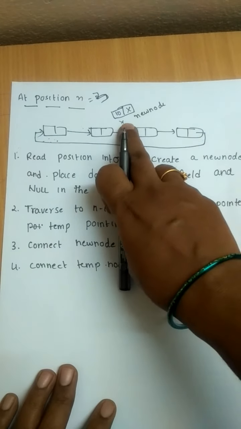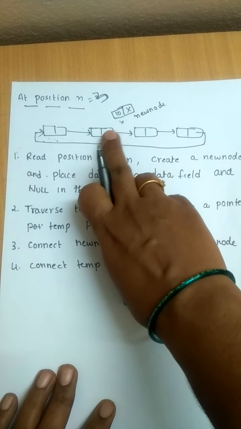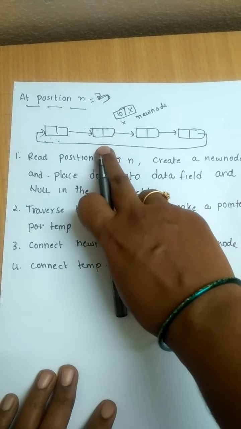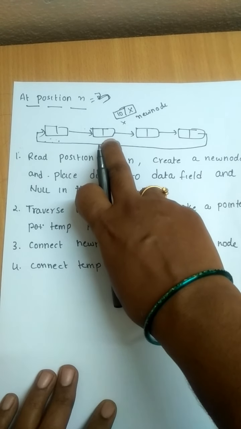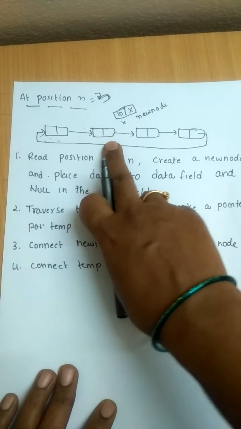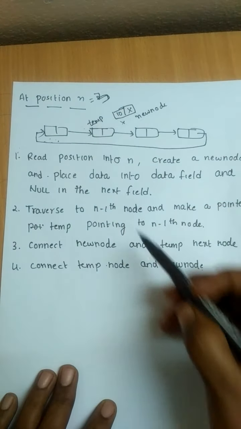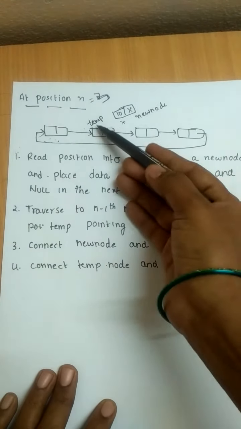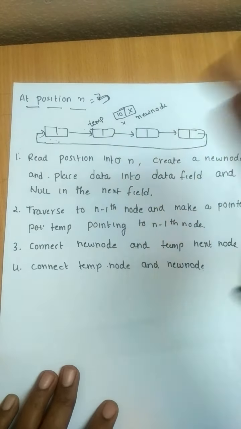Suppose we want to insert at the third position. Now traverse to the n minus 1th node. That means if I want to insert at the third position, traverse until the second position and make a pointer temp point to this n minus 1th node. Okay. If my position is n, traverse until the n minus 1th node and place a pointer temp there.